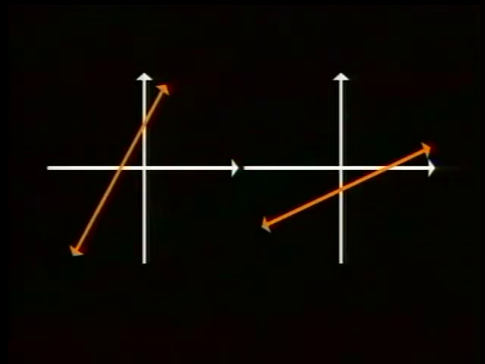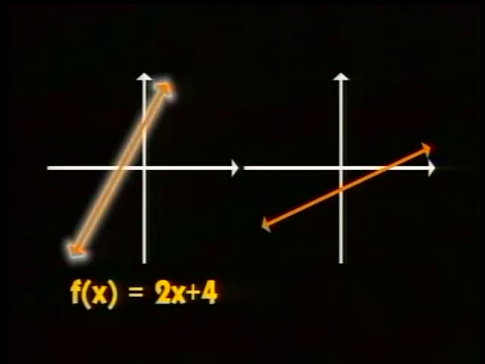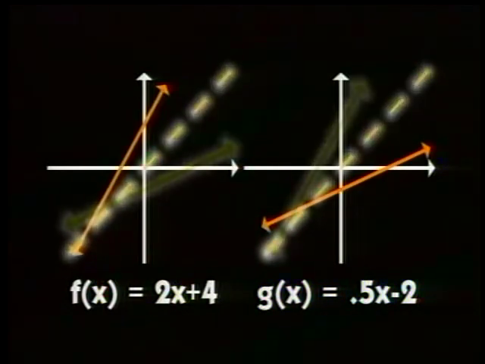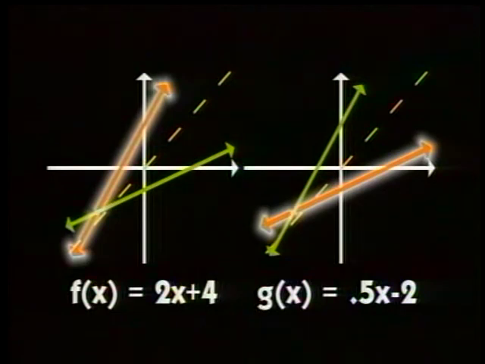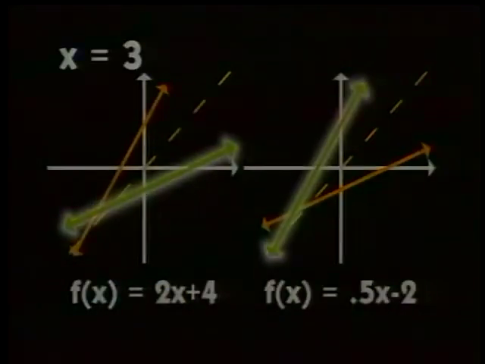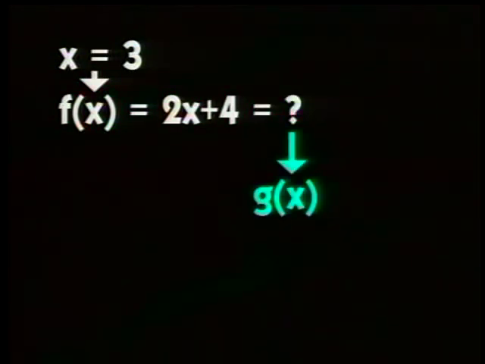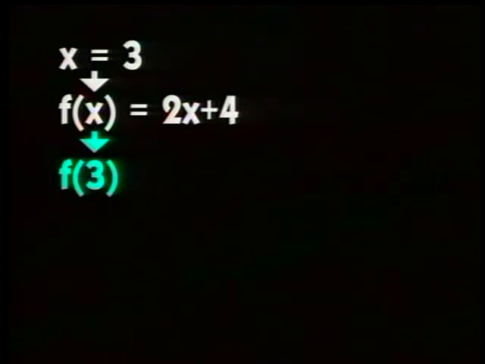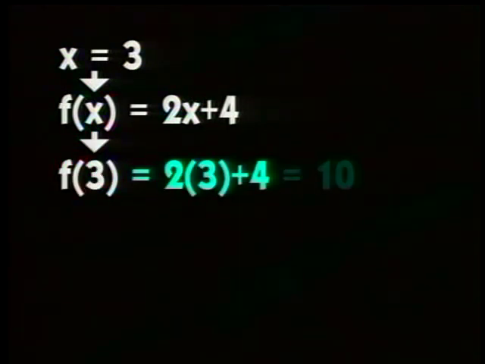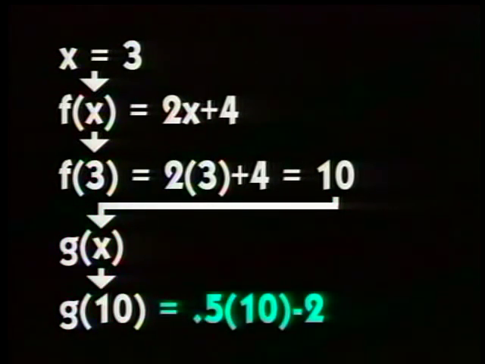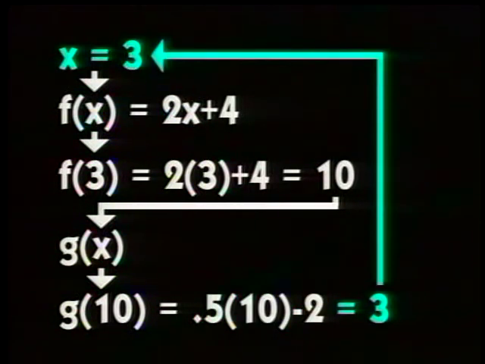Here are the graphs of two functions: f of x equals 2x plus 4, and g of x equals 0.5x minus 2. Notice that these two graphs are mirror images of each other. That is, each graph is the inverse of the other. Now check this out. Plug x equals 3 into f and compute the answer. Then plug that answer into g. So, f of 3 equals 2 times 3 plus 4 equals 10. Plugging 10 into g, we get g of 10 equals 0.5 times 10 minus 2, which equals 3. You get back to your starting point, 3.